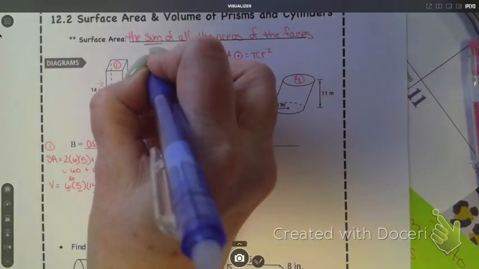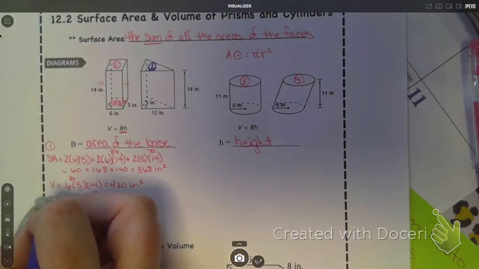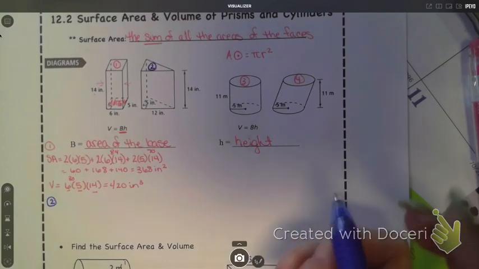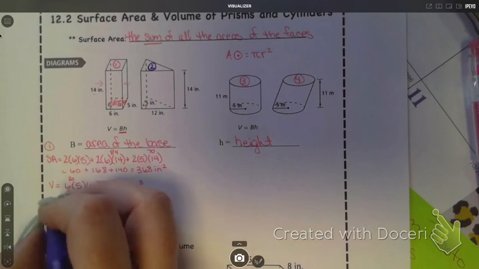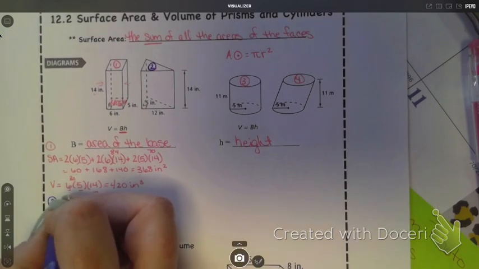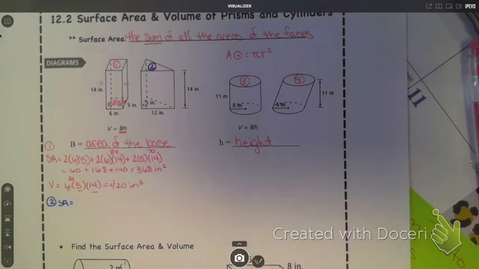So now we're going to go to shape 2. Oh, that was just 1. Yep, that was just shape number 1. Okay, so shape number 2 is a triangular prism. I always do surface area first because it's longer and then I get it over with. Because volume's pretty easy, I think.